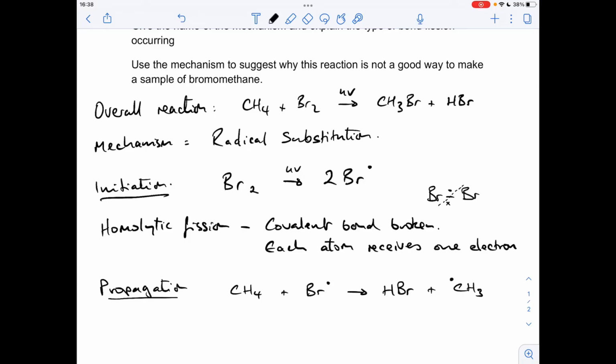The second propagation reaction is where you take a methyl radical, so that's just been formed. It attacks a bromine molecule and it gets its electron by taking a bromine and the electron with it. So that's going to generate CH3Br and a bromine radical.